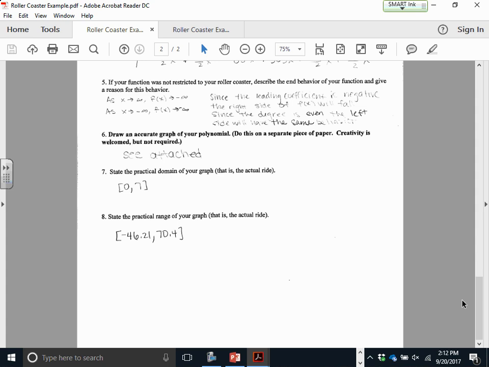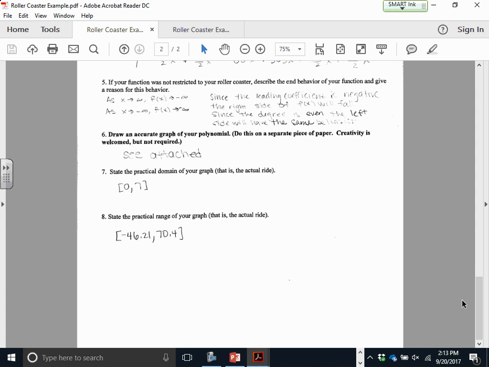Number 7, state the practical domain of your graph, the actual ride. I know that the domain of a polynomial is all real numbers. That's not what I'm asking for. I'm asking for the domain of your ride. So since my ride begins, well, all of our rides begin at time is 0. My ride ends at 7, so 0 to 7 is my domain.